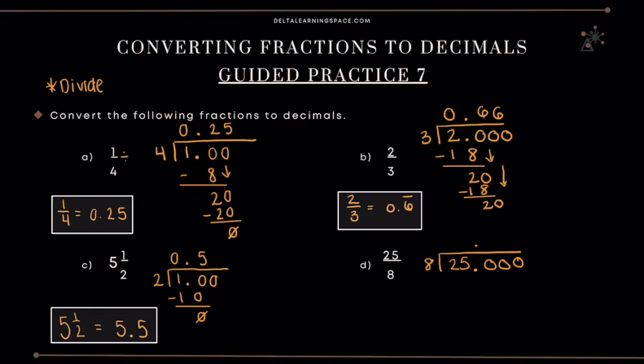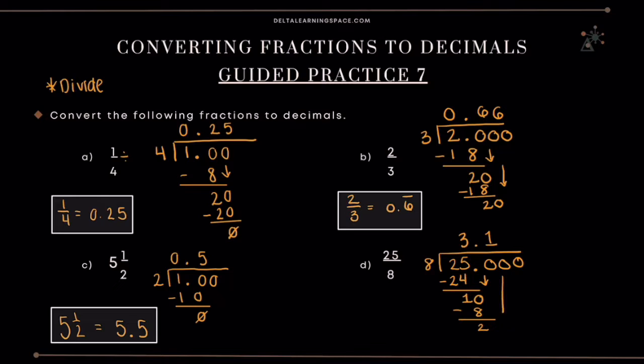8 can go into 25 3 times. 3 times 8 is 24. I would do that subtraction. 25 minus 24 is 1. I would drop down a 0. 8 can go into 10 once. 1 times 8 is 8. 10 minus 8 is 2.